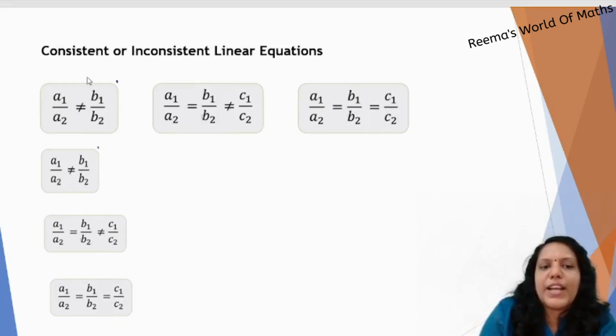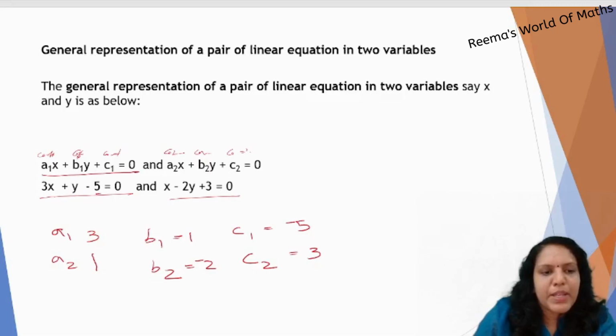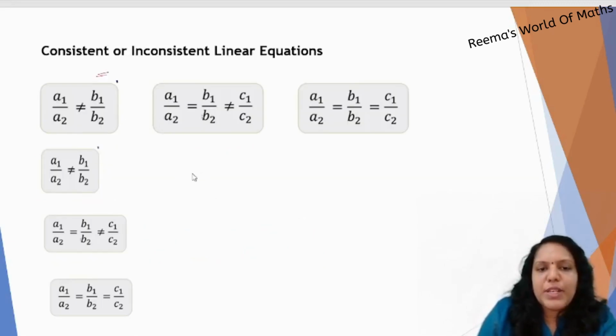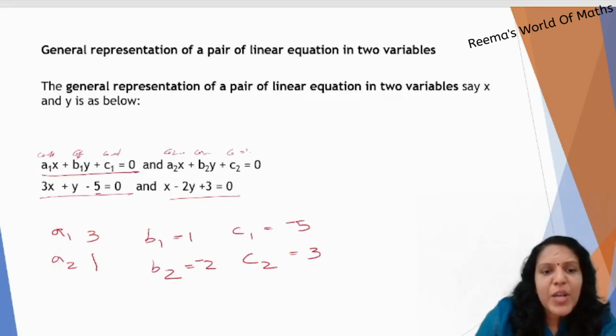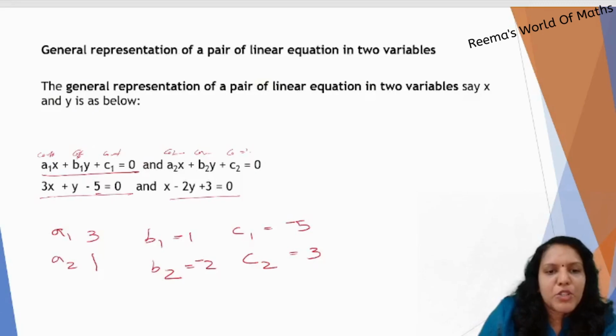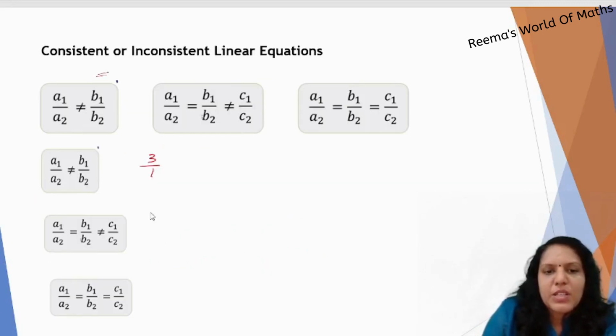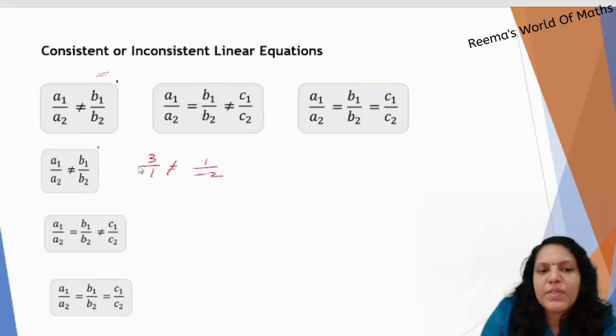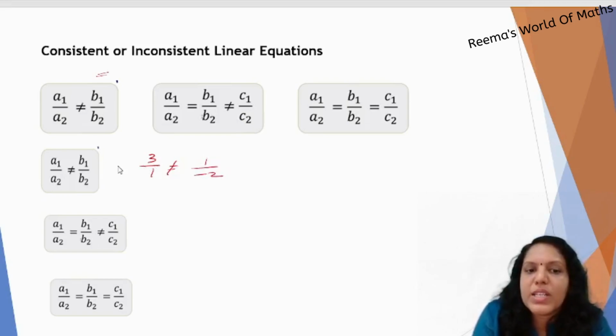The first one is a1 by a2 is not equal to b1 by b2. If we look at the previous example, a1 by a2 is 3 divided by 1, and b1 by b2 is 1 divided by minus 2. It is not equal. So the example we have seen previously falls under the first situation, a1 by a2 is not equal to b1 by b2.